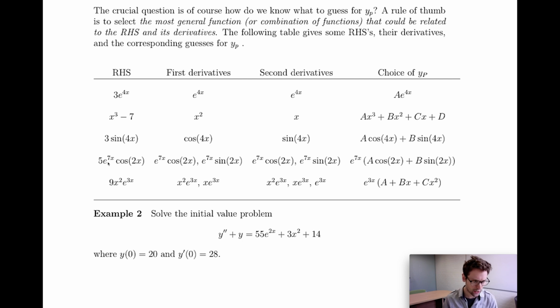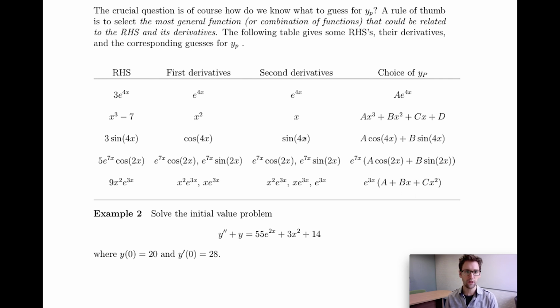I've got an exponential here and a cosine. Well, you can see that if I take a bunch of derivatives, I'm only going to get exponentials and cosines or sines. So the most general possible guess would be something that involves cosines multiplied by exponentials and sines multiplied by exponentials. Likewise, if I start off with something like a quadratic multiplied by an exponential, the most general possible right-hand expression here would be an exponential multiplied by a quadratic.